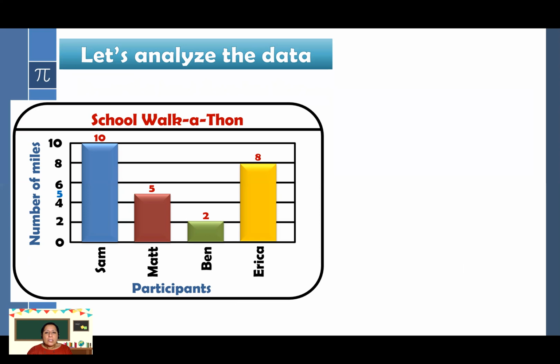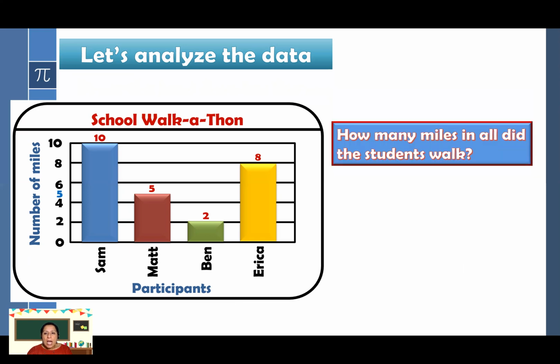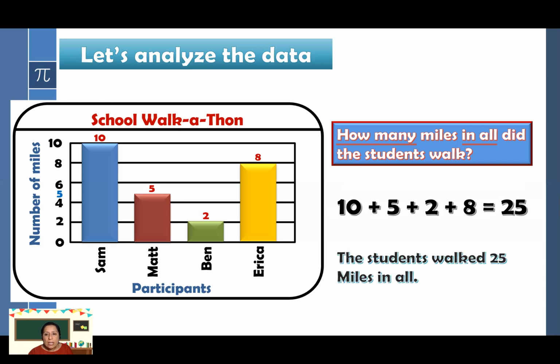Now let's answer the last question. The last question says, how many miles in all did the students walk? So when I look at this question, I know that how many miles in all is implying that I need to know all the distance that all the kids walk together. So I'm going to do an addition to find that answer, which is 10 plus 5 plus 2 plus 8 equals 25. So the answer to that question is the students walked 25 miles in all.